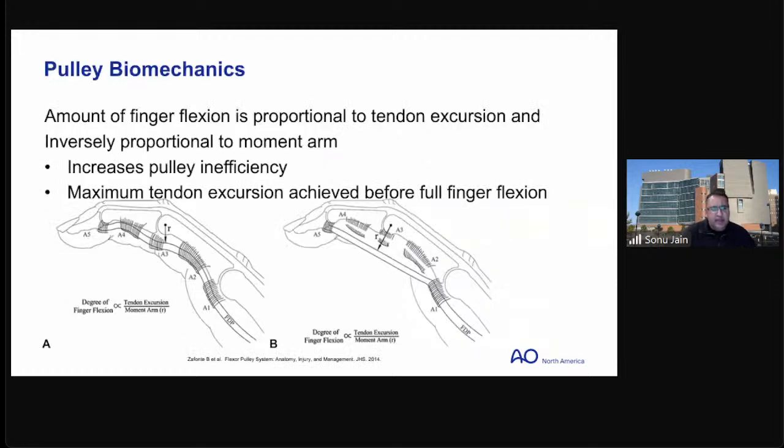And the pulley biomechanics. So this is important. The amount of finger flexion is proportional to your tendon excursion and inversely proportional to the moment arm. So when you have that increased moment arm, as you can see in the second cartoon, it increases the pulley efficiency, because you get the maximum excursion of the tendon before the fingers fully flex. So that's why it's really important to have your pulleys, because they allow that efficiency of motion to be able to get the full tendon flexion, finger flexion with the tendon, I should say.